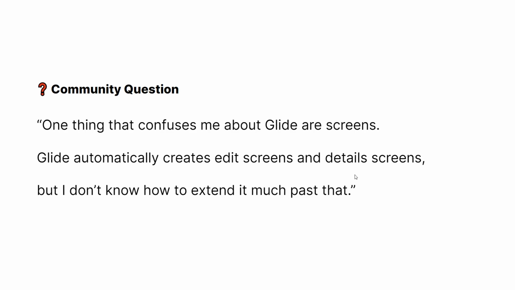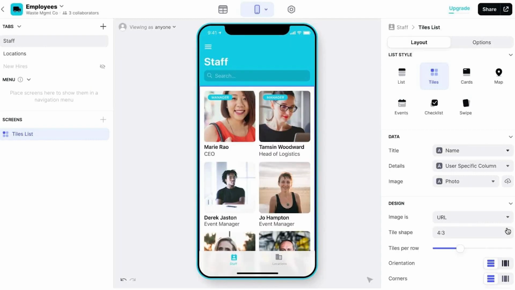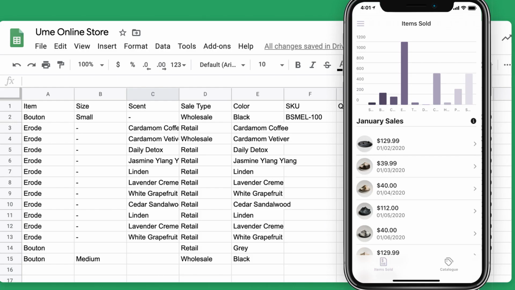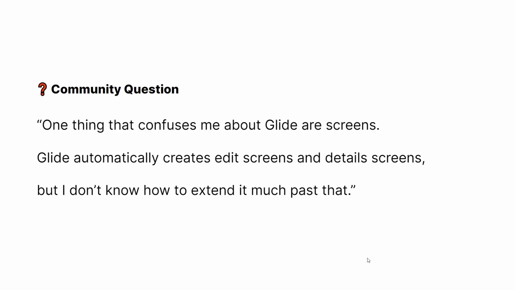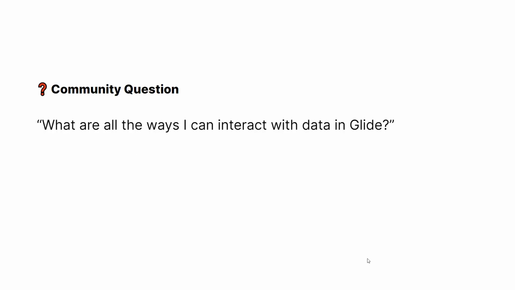Now, when I hear this question, I think it's important to remember that when you're creating an app in Glide or any kind of app builder, an app is just an interface for you to interact with data. So when I hear this question, I really want to reword it to something more like this. What are all the ways I can interact with data in Glide?